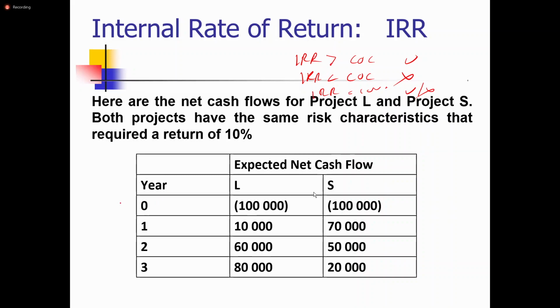So now we are on the same example still, L and S projects. For the project L, now if I ask you to calculate the IRR, what is the method you are using? Simply, what is the IRR for the project L?